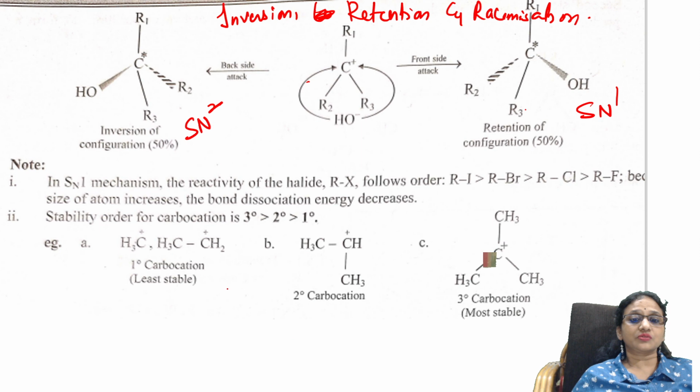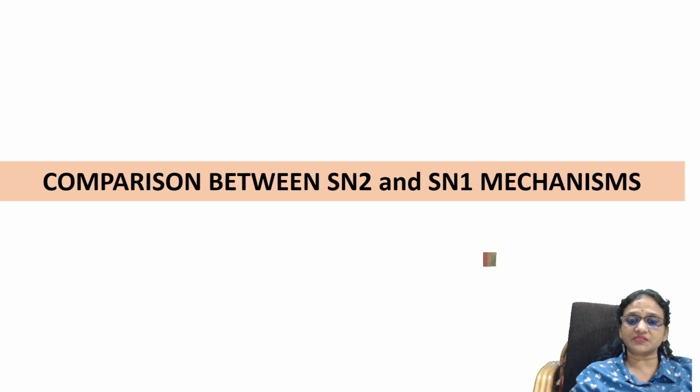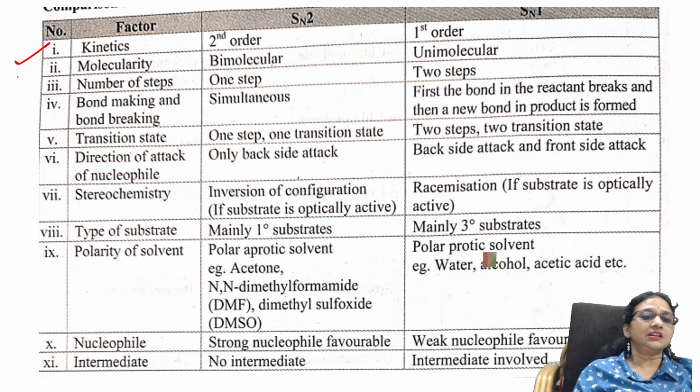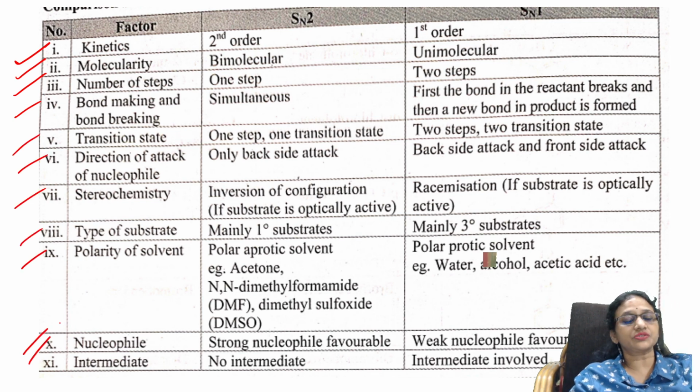Got it? So note the order, and in the SN1 mechanism, the order of nucleophiles is this because RI is a better leaving group. Okay, students? Easy. Let us start with the questions. Important thing, I have given the comparison of SN1 and SN2 in one page. So everything is here. Learn everything. Whatever is taught, the summary of this is here. Let us see the questions.